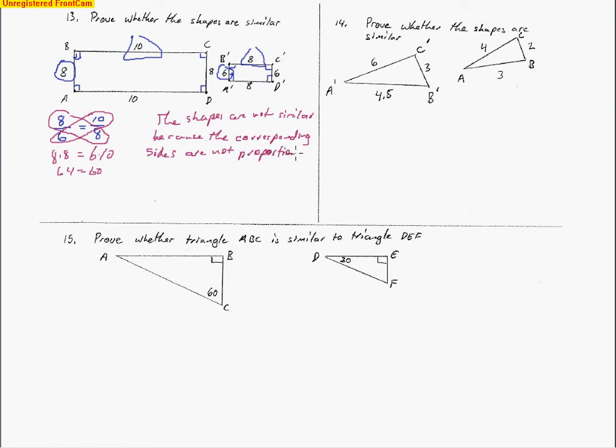So if the figure is not a triangle, we have to check for this. We have to see if the sides are proportional. And because the sides are not proportional, that means it's not a similar figure. Let's take a look at the next one here.